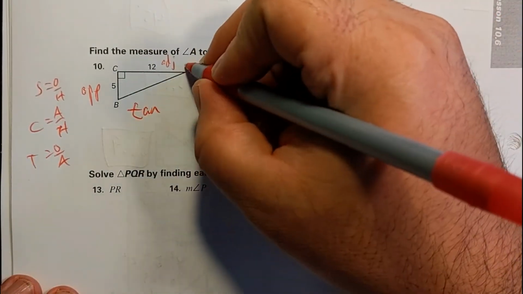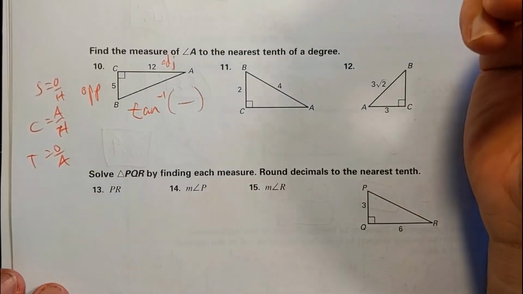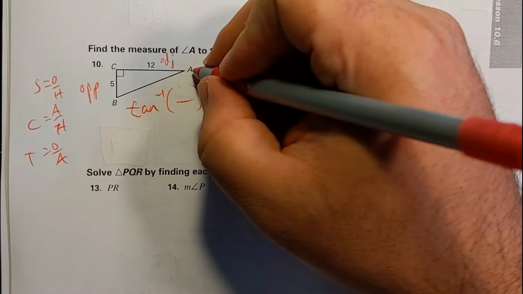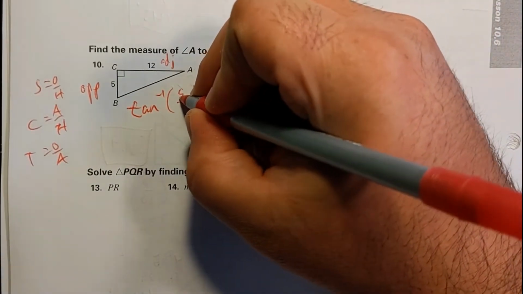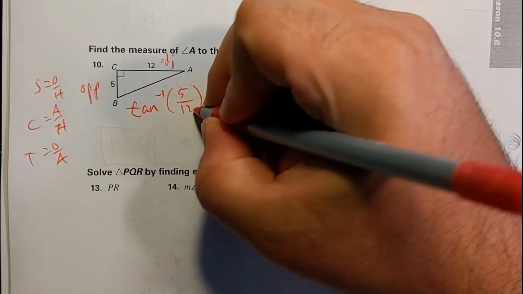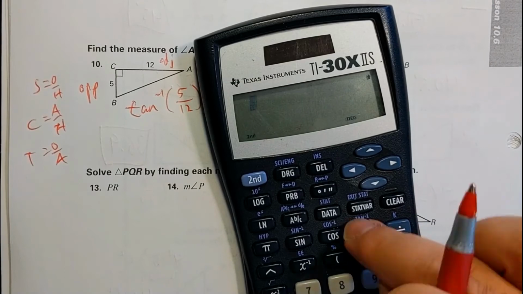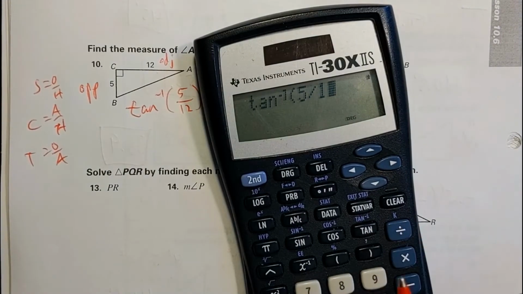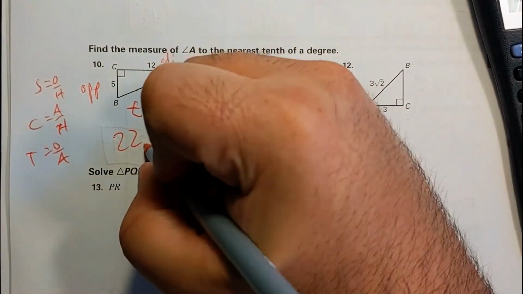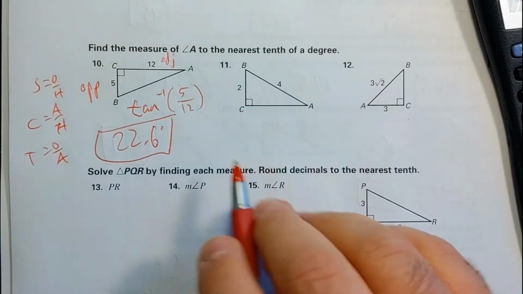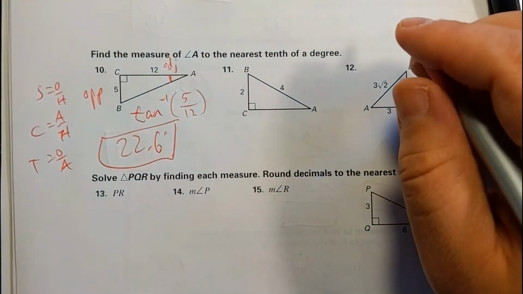And then after that, we are looking for the angle, so we're going to do the inverse. That's how we know we're doing inverse and not regular tangent. We're looking for an angle. And then tangent tells us opposite goes to the top, so 5 on top, adjacent to the bottom, 12 on the bottom. Now we set it up in the calculator, second tan, 5 divided by 12, and we get 22.6. So that means the measure of angle A right here, this angle, would be 22.6.